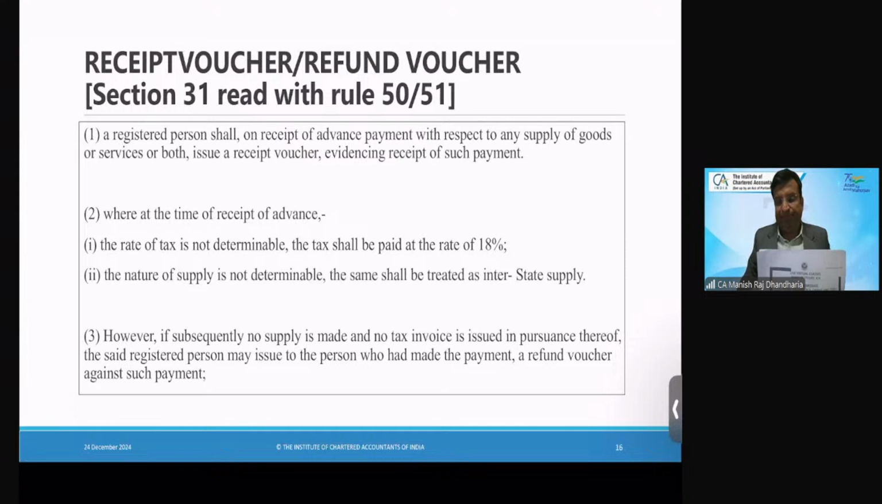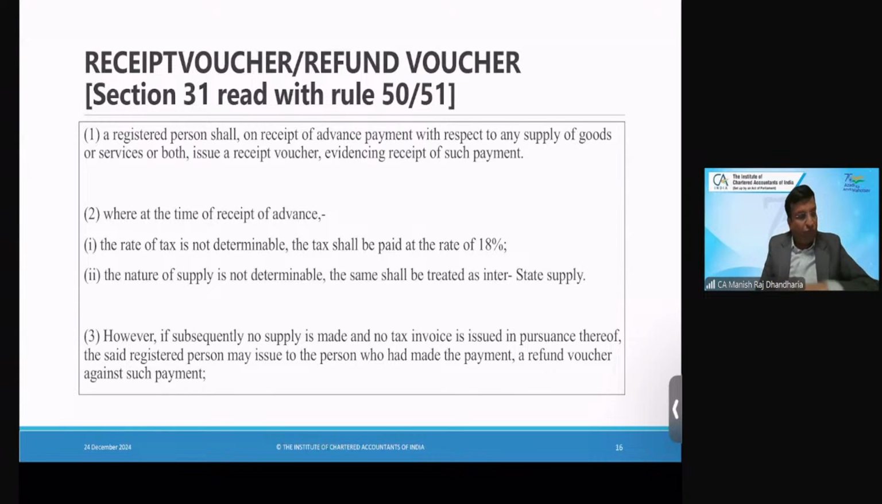Next, receipt voucher, refund voucher. What is this? Look, we issue an invoice on a particular day, that we have already discussed. But take a situation where I'm receiving advance. I'm not liable to issue an invoice now. I don't have to issue an invoice, because the law doesn't say to issue it. I have received advance.